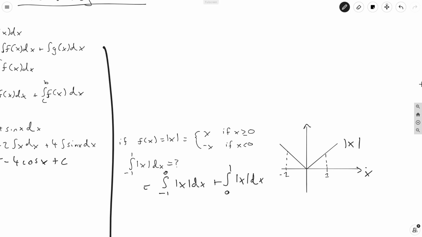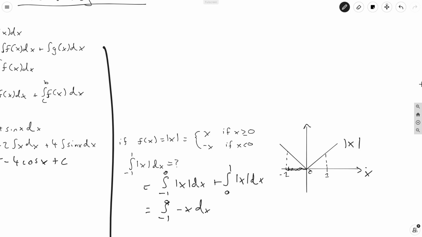It's because we can regard these bounds of integration as sets. So we're integrating from -1 to 0. That's over this region here. And when we're on this region, absolute value of x is equal to -x, because our x is always negative. So this is actually equal to the integral from -1 to 0 of -x dx.